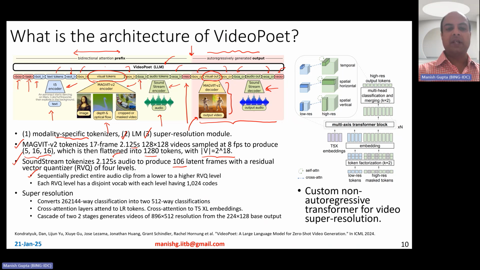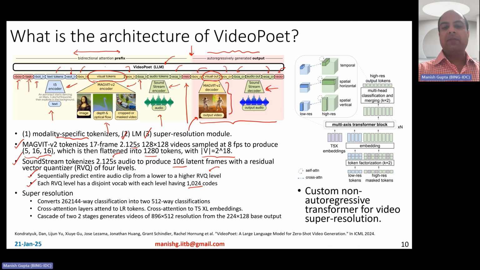It sequentially predicts the entire audio clip from a lower to a higher residual vector quantization level. So it first predicts the lower level, then the second level, third level, and fourth level. And each RVQ, each residual vector quantization level, has a disjoint vocabulary with 1024 codes, making a total vocabulary of 1024 times 4. Okay. So that's how the encoding is done.